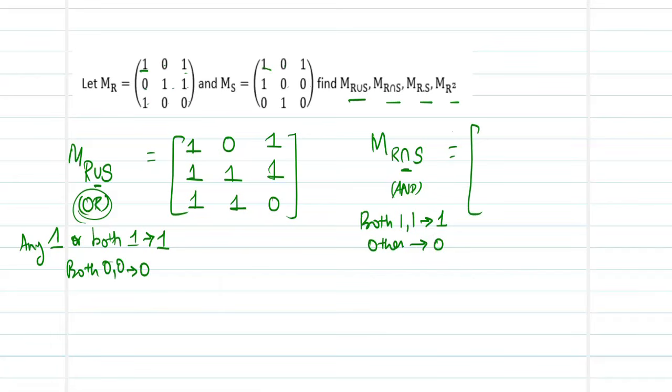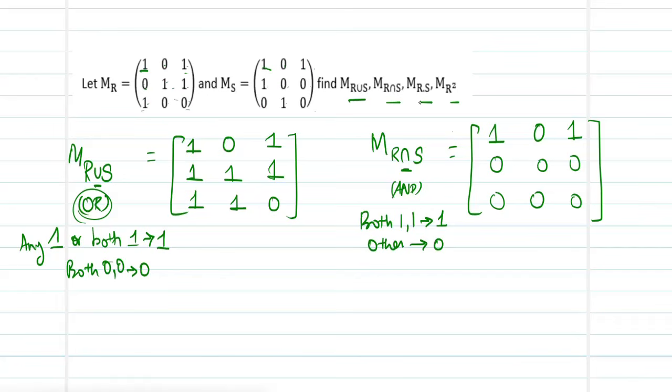So keeping this rule in mind, we now check 1, 1, the entry is 1 because both are 1. 0, 0, the answer is 0. 1, 1, the entry is 1. 0, 1, only one of them is 1, but we need both of them as 1, so the entry automatically becomes 0. 1, 0, so it is 0. 1, 0, it is 0. 1, 0, it is 0. 0, 1, it is going to be 0. And 0, 0, it is going to be 0. So we have the R intersection S to be of this format.